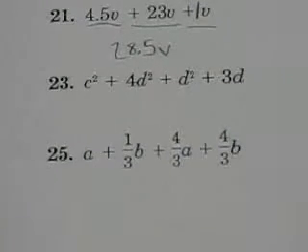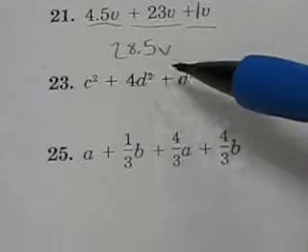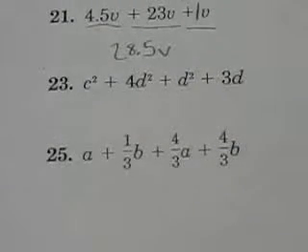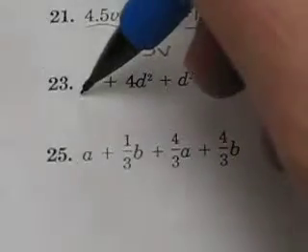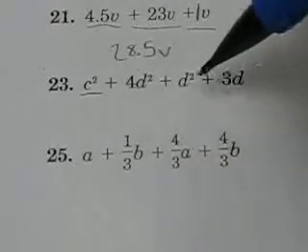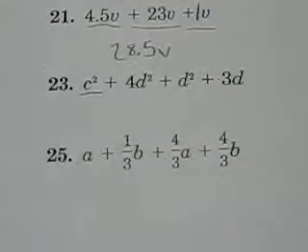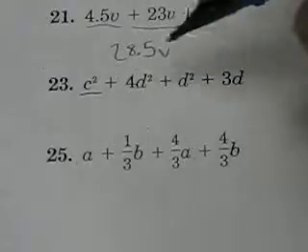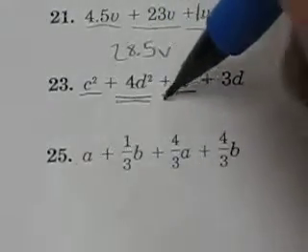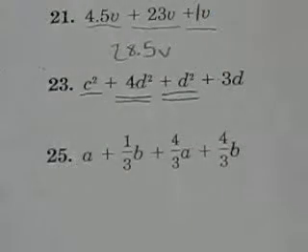Moving down to 23, we have c squared plus 4d squared plus d squared plus 3d. Keep in mind that we have to not only have the same variables but the same exponents for two terms to be considered like terms. Looking at 23, I don't see any other c squareds, so there's not another term that we can combine that with. Looking at the next two terms, though, we have plus 4d squared. I'm going to underline this one twice and this one twice to remind me that those are like terms.